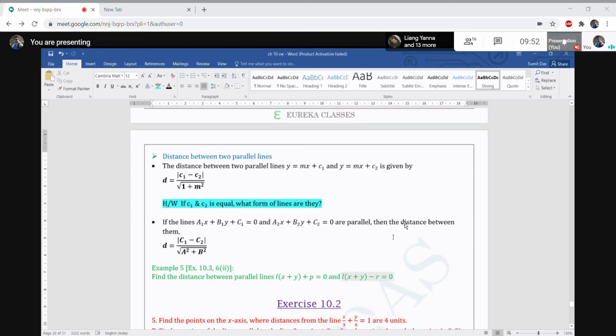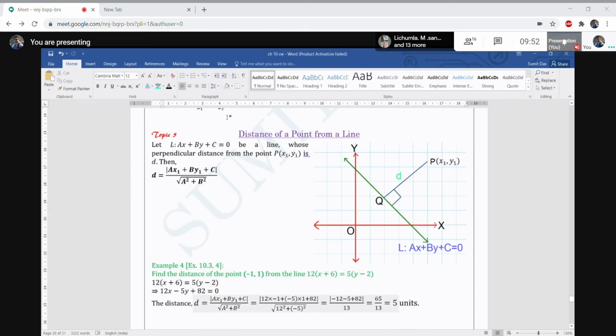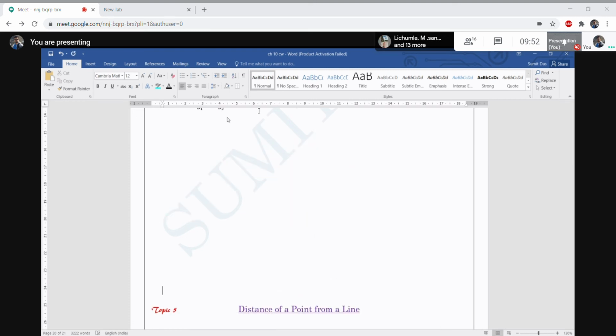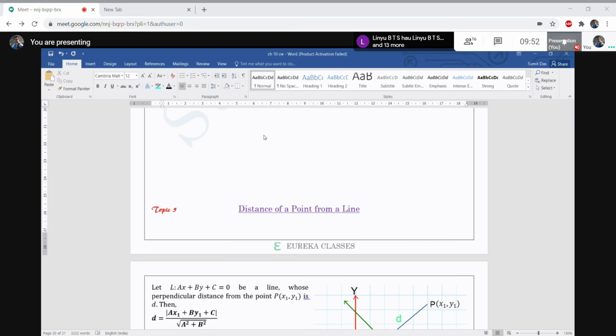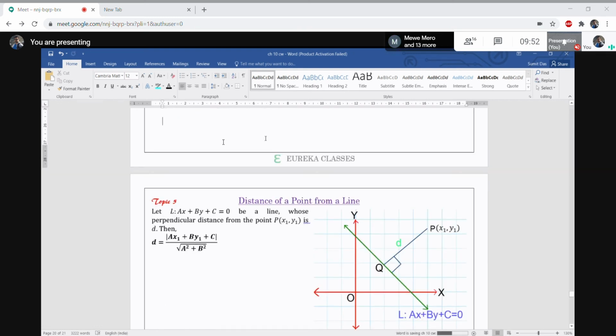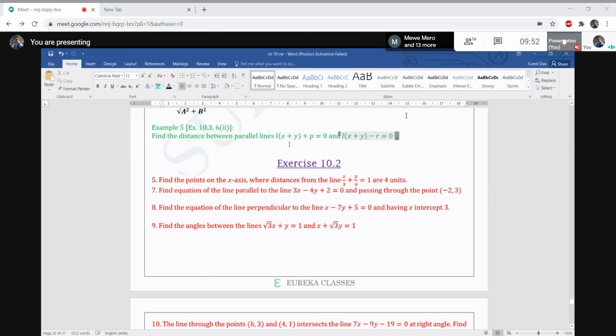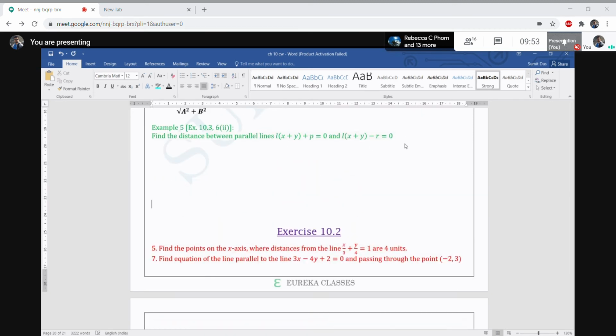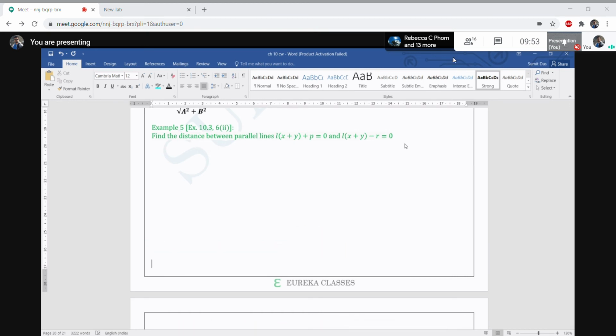So one example I have given. Let's do this example, and after that we'll do a few exercise problems. Let's do this fast. What we have to find is the distance between these parallel lines. Before doing this, we always have to write both parallel lines in the same form.